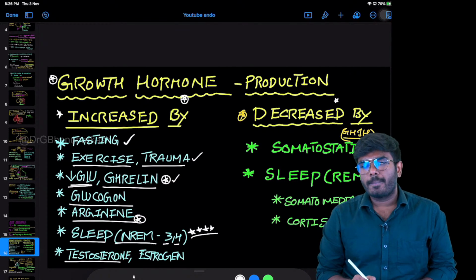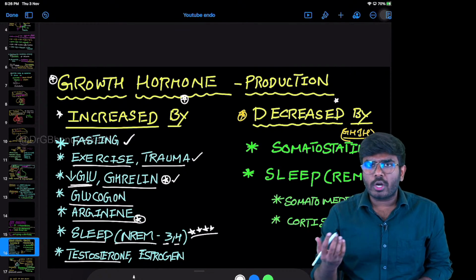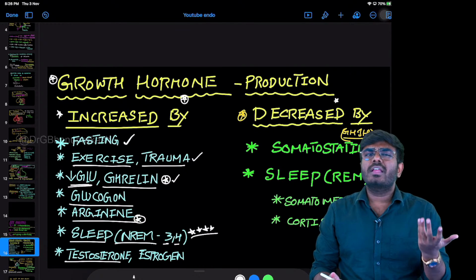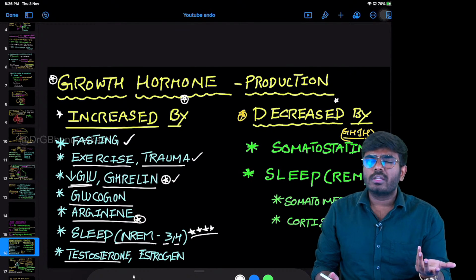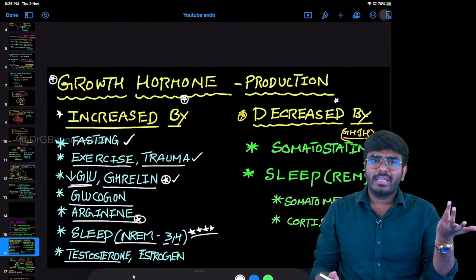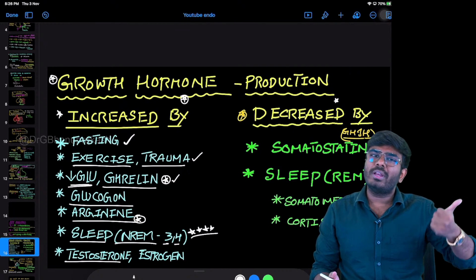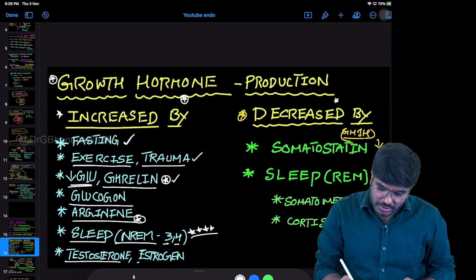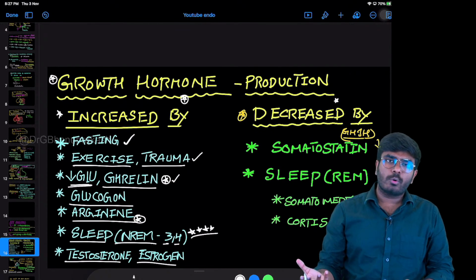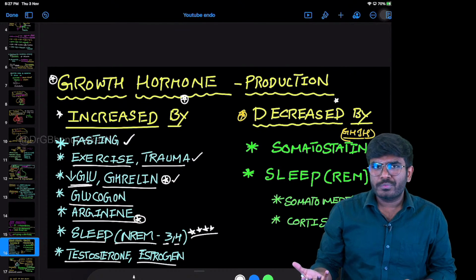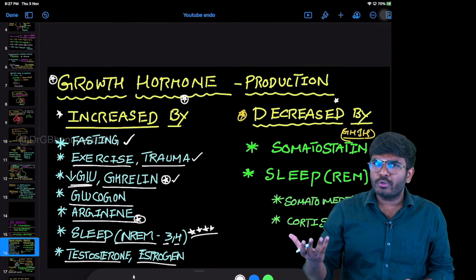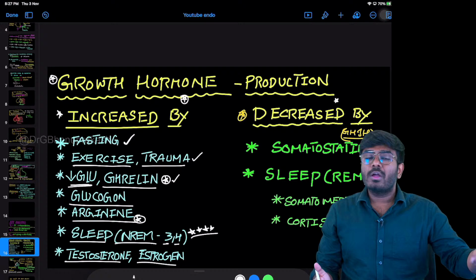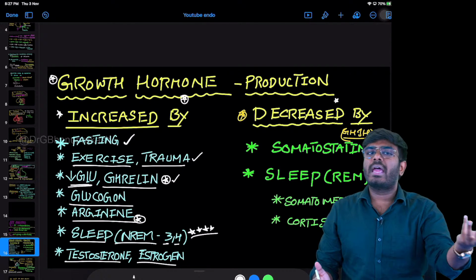So the testosterone. Testosterone is a male sex corticoid. Just think like this: for sexual activity, do you need glucose or not? Yes, you need glucose. So testosterone increases growth hormone, which increases the glucose. Both testosterone and estrogen are sex hormones, and for sexual activity you need glucose. So growth hormone will come and increase the glucose, so you can have your sex.